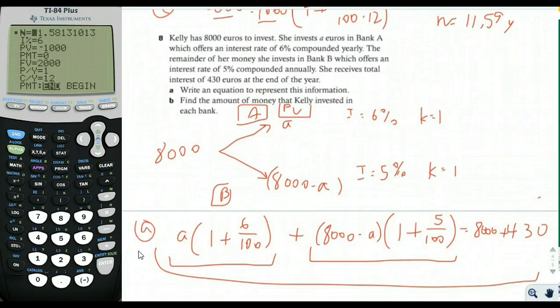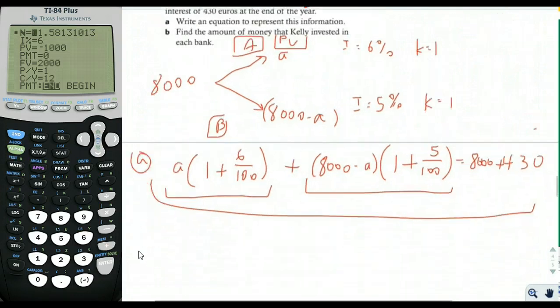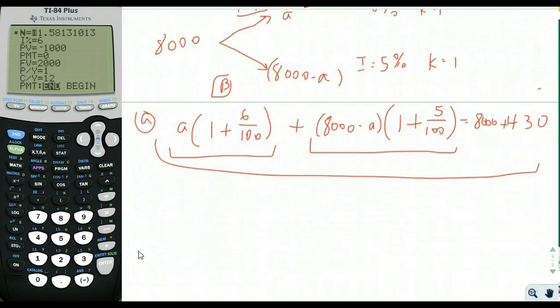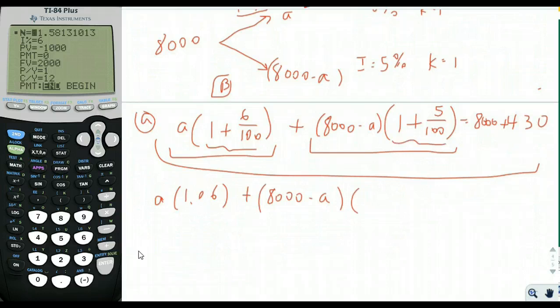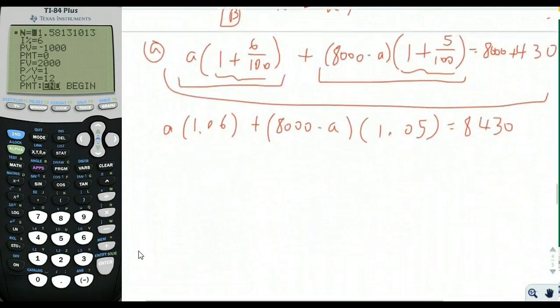Now B, find the amount of money that Kelly invested in each bank. Okay, so now this is a little trickier, right? We need to simplify these. So this is 1 plus 6 over 100, which is 1.06. And then I have 8,000 minus A times 1 plus 5 over 100, which is 1.05. I think I said 1 plus 6 over 1,000, but it's 6 over 100, so it's 1.06, right? Okay. And that's equal to 8,430.